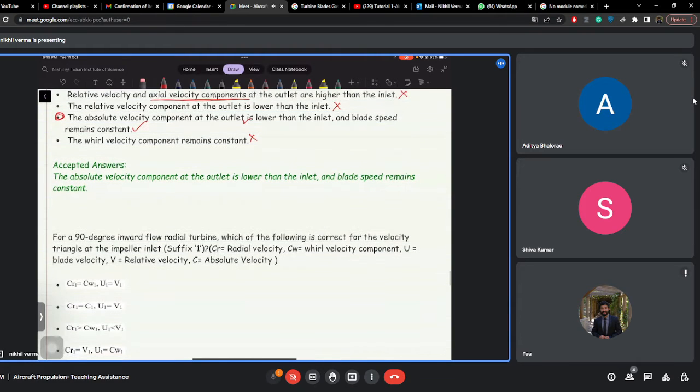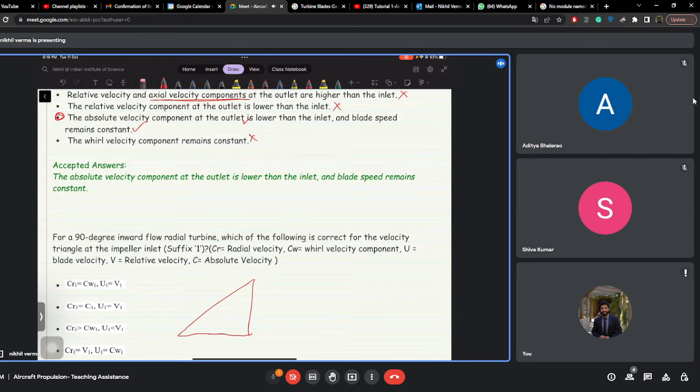Let us update the team. Okay, so let's come to the second problem. For a 90-degree inward flow radial turbine, which of the following is correct for the velocity triangle? So let us make a velocity triangle once again for IFR.